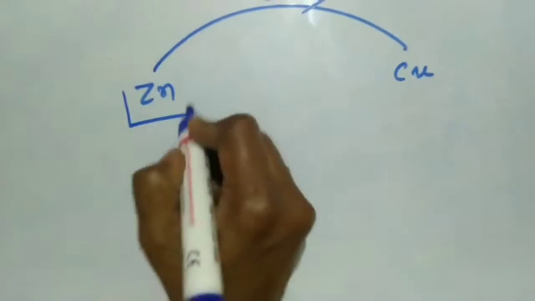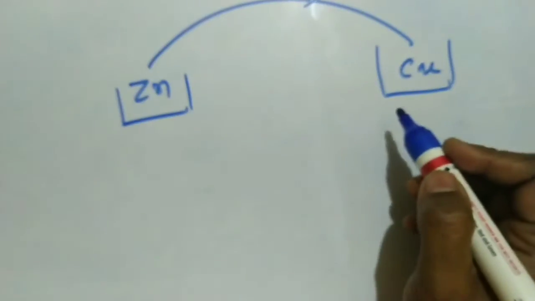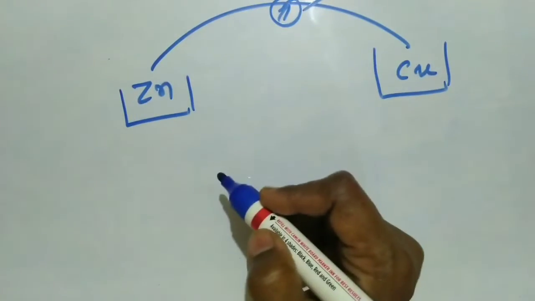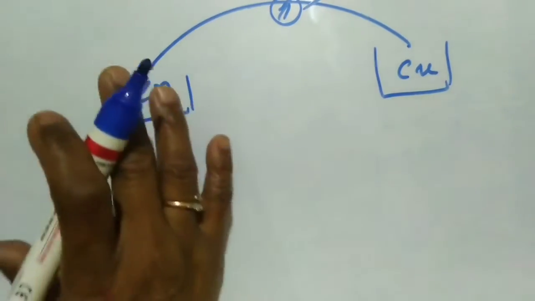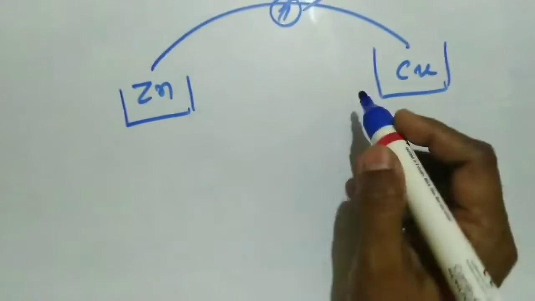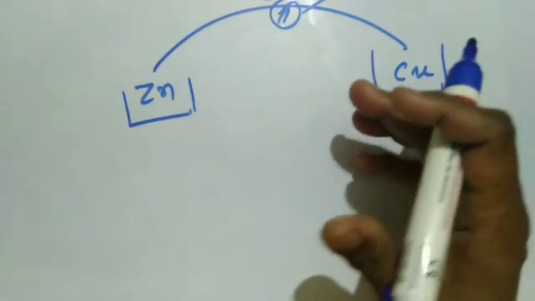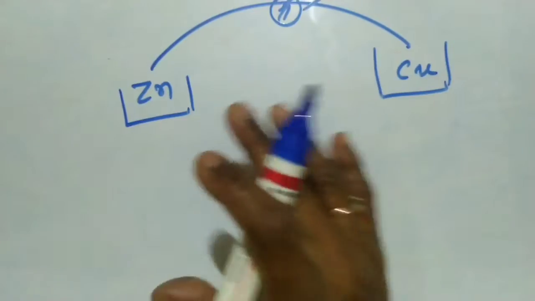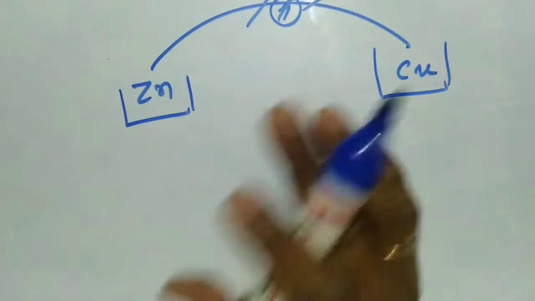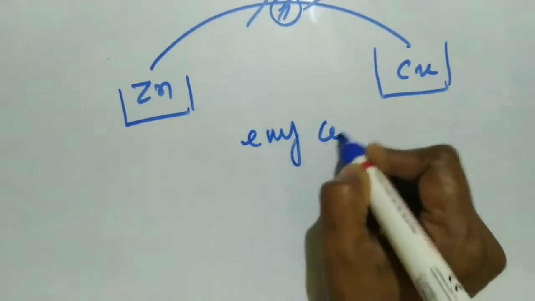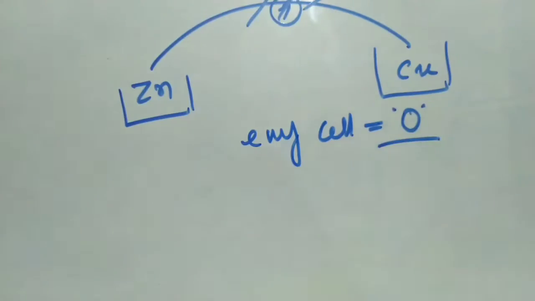As long as there is a flow of electrons from anode to cathode, we get electrical energy from the cell, and there will be a cell reaction in both half cells, and the potential can be measured from the voltmeter. When the reaction attains equilibrium in both half cells, the flow of electrons stops, no work can be done by the cell, and the cell potential or EMF of the cell becomes 0.